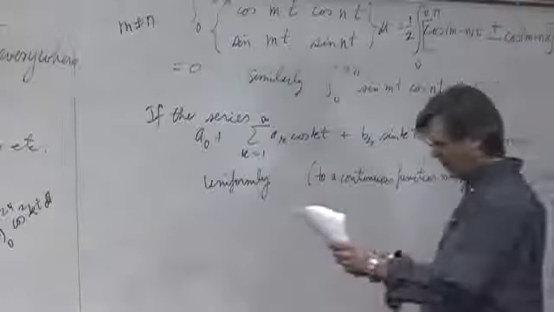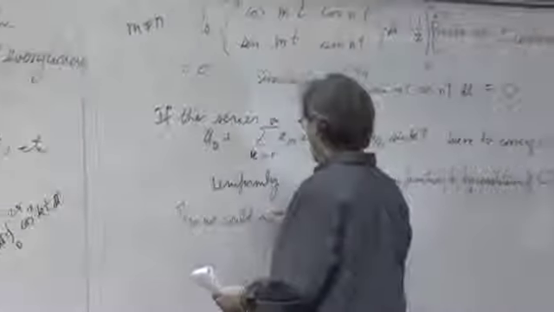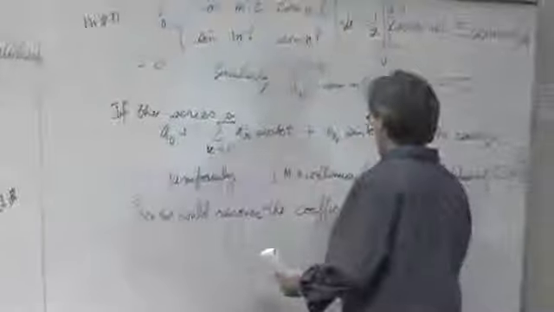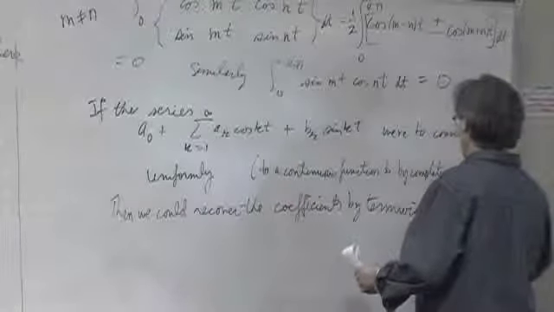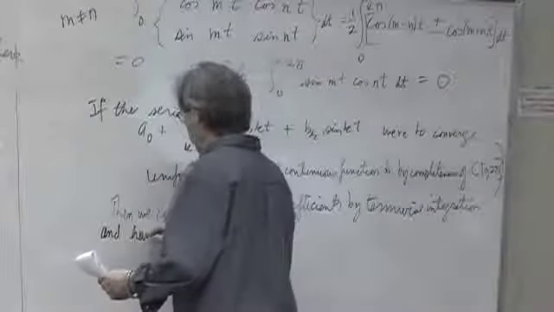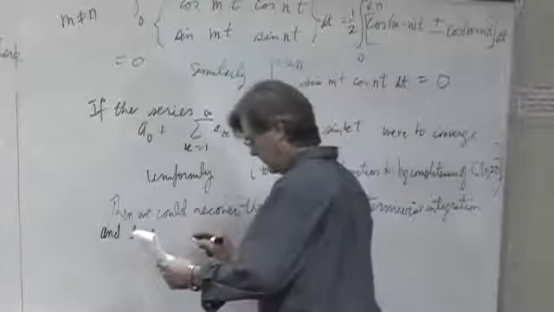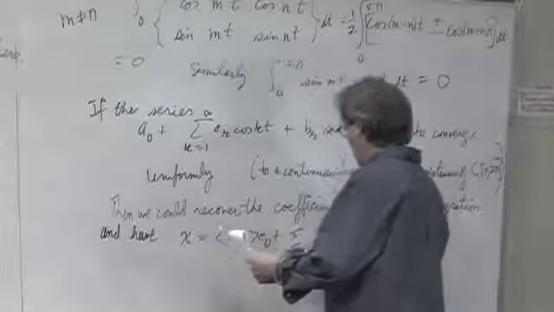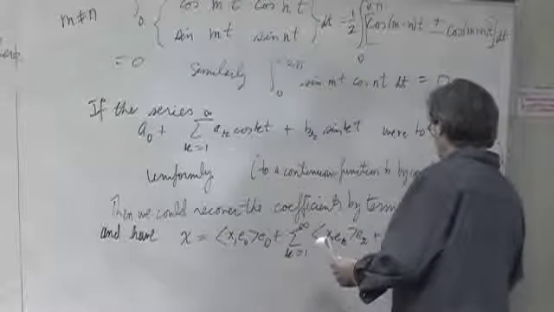Okay. Then we could recover the coefficients by term-wise integration, and have the following series: x equals the inner product of x with E0, times E0, plus the summation, k goes from 1 to infinity, of the inner product of x with ek times ek, plus the inner product of x with ek tilde times ek tilde.